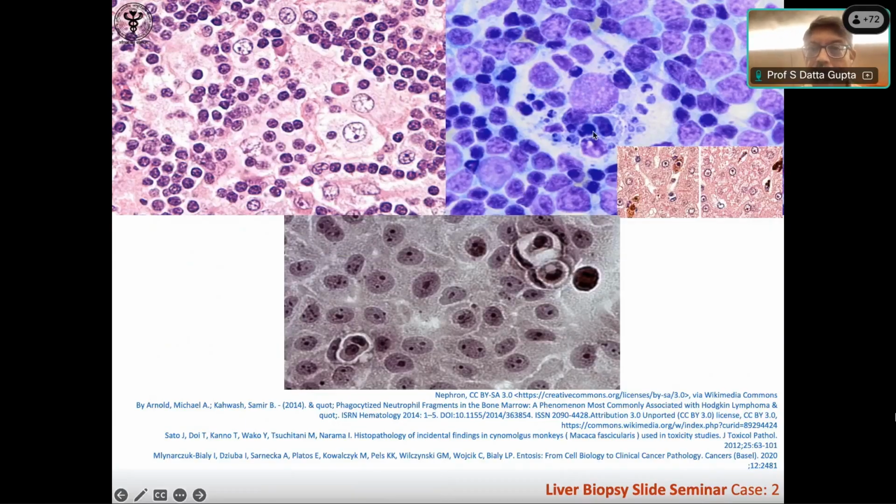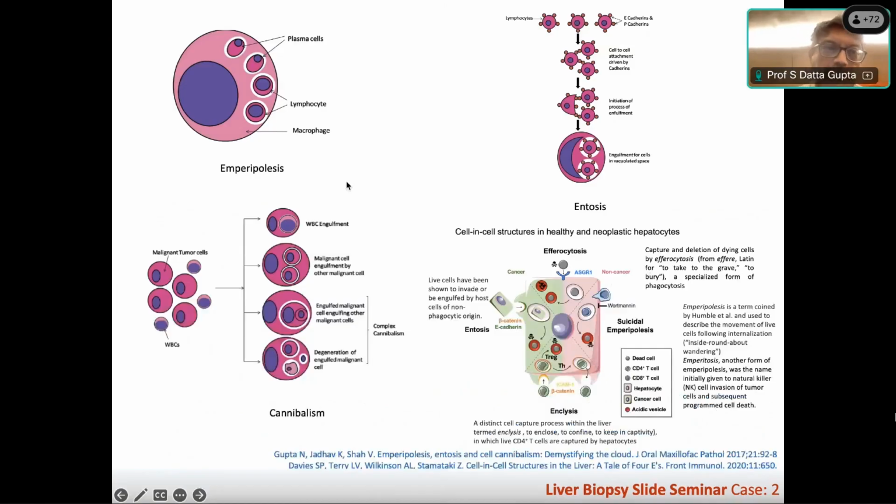The second one is phagocytosis, all dead cells. Right? This is also emperipolesis. Right? So emperipolesis is like this, intact.